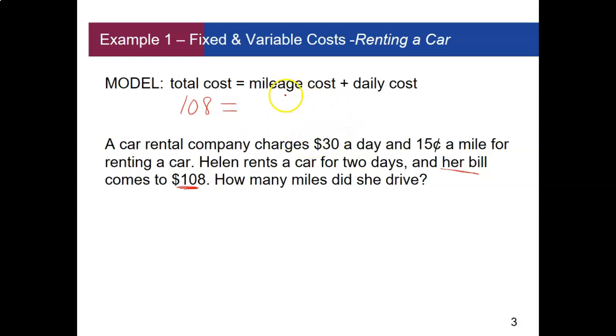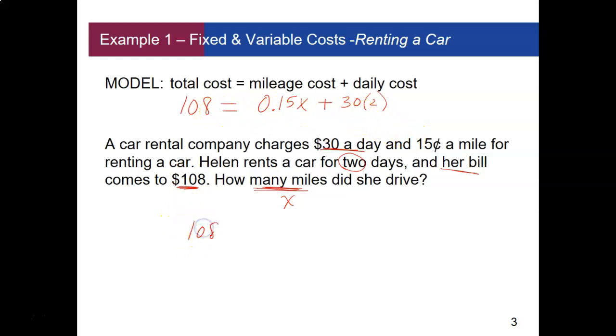Okay, her mileage cost, that's going to be how much it costs per mile. So that's going to be this 15 cents. And the question is, how many miles did she drive? Because our mileage cost is based upon how many miles she drives, we're going to let X represent how many miles she drives. So the mileage cost is going to be 15 cents times that. And then to that, we're going to add her daily cost. She rented this car for 2 days at a rate of $30 a day, so that's going to be $30 a day times 2 days for the rental. So this is the equation that we need to solve.